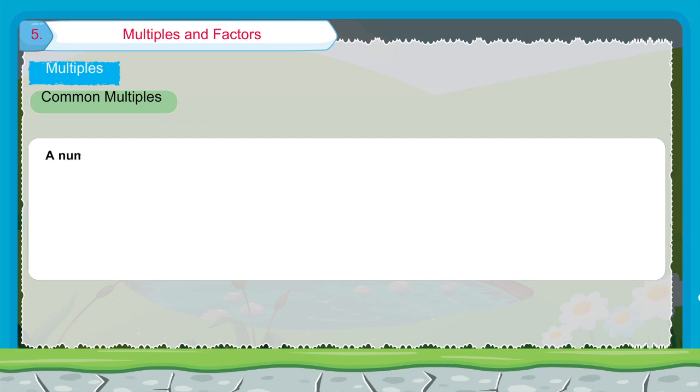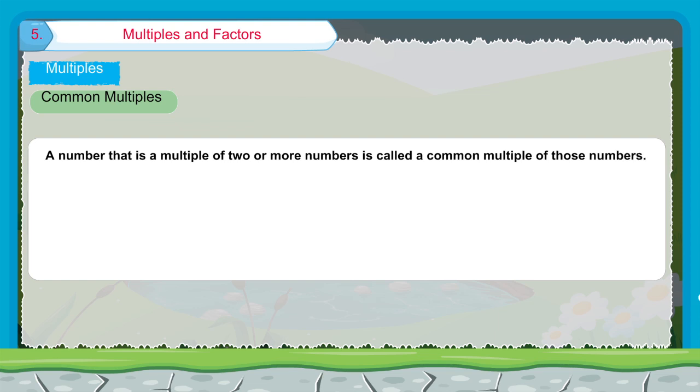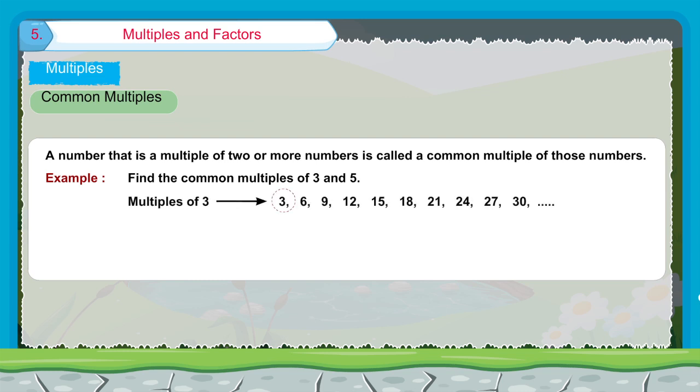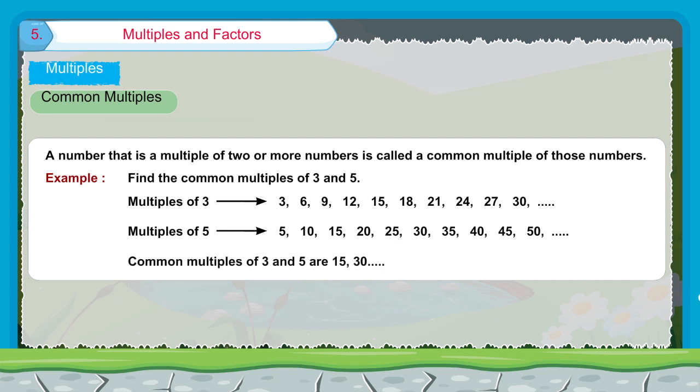Common multiples. A number that is a multiple of two or more numbers is called a common multiple of those numbers. Example: find the common multiples of 3 and 5. Multiples of 3: 3, 6, 9, 12, 15, 18, 21, 24, 27, 30. Multiples of 5: 5, 10, 15, 20, 25, 30, 35, 40, 45, 50. Common multiples of 3 and 5 are 15, 30, and so on.